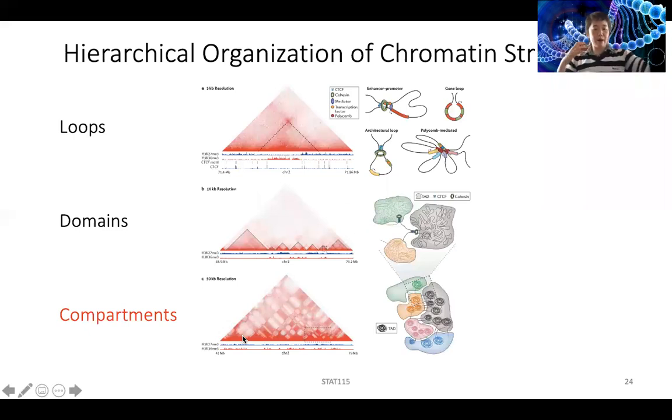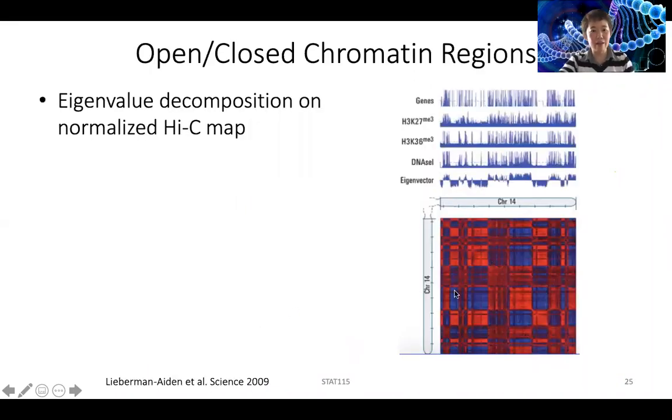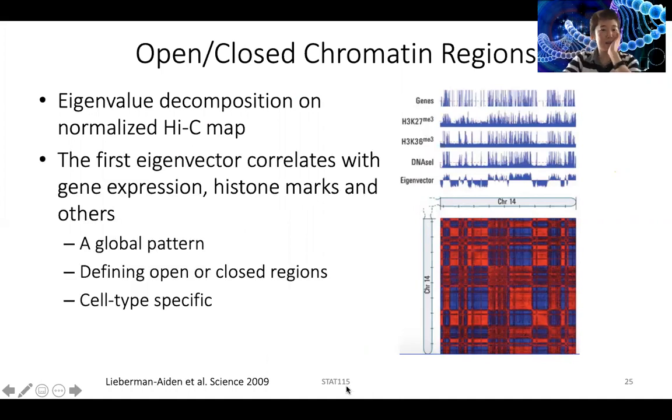But if you keep on zooming out, you will see that some regions are whiter to each other and other regions are not so white. If you take the eigenvalue decomposition on the Hi-C map, you will see this kind of checkerboard. And once people looked at the histone modifications and the gene expression, they realized that the first eigenvector correlates with gene expression, histone marks, and many other things.